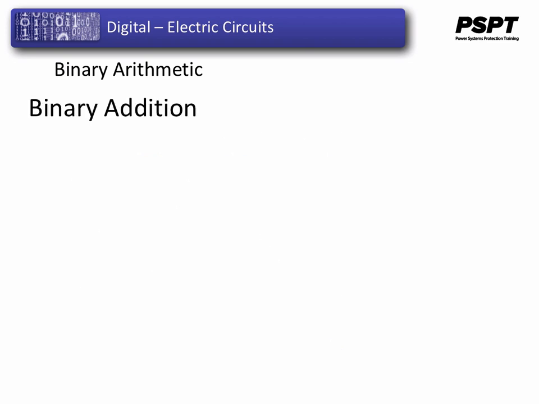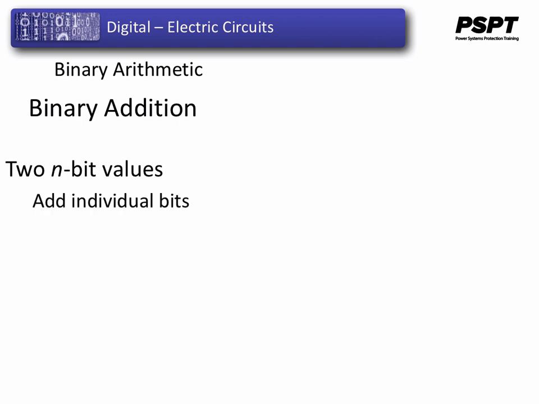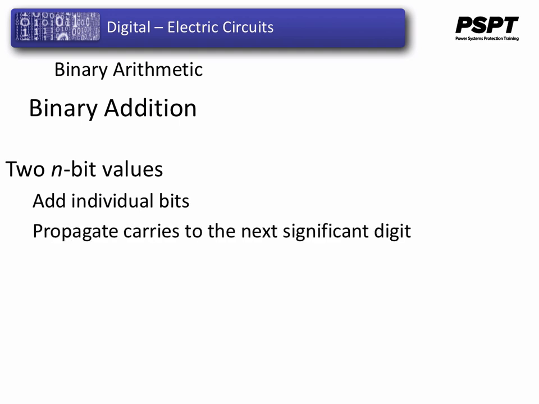So in binary addition, when adding two n-bit binary numbers, the rules are: add the individual bits, and propagate the carries to the next highest significant digit. Pretty simple. So let's look at an example.